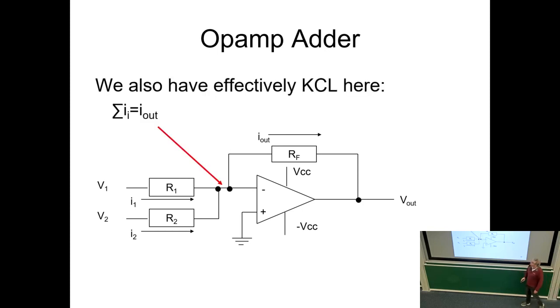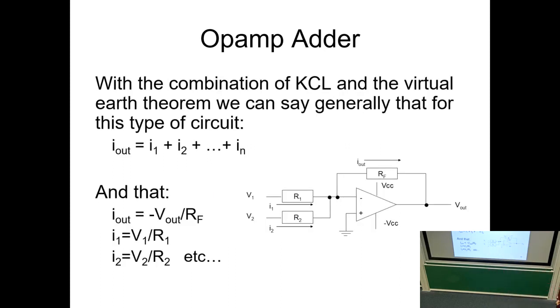So we've got a virtual earth. Okay. And we've effectively got Kirchhoff's current law here. All the currents add up and give us their output current, and nothing goes in here because it's an op-amp. So with the combination of that, a little bit of basic knowledge, and the virtual earth theorem, we can say generally that for this type of circuit, I out, current that comes out of this thing, is equal to the currents going in, added up, Kirchhoff's law. So I out equals I1 plus I2.